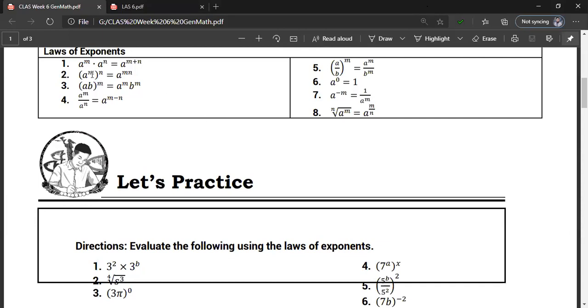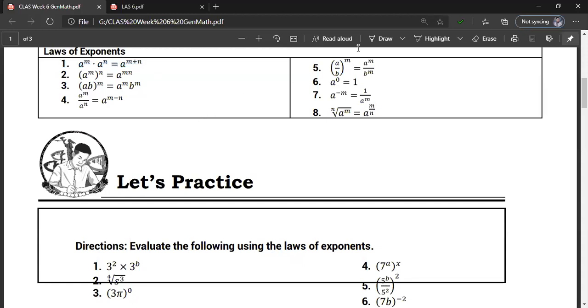So laws of exponent, start tayo from number 1. We have a raised to m times a raised to n, it will yield an answer of a raised to m plus n. Kapag nag-multiply tayo ng numbers na may same base at may exponent, yung exponents nila ay i-add lang.